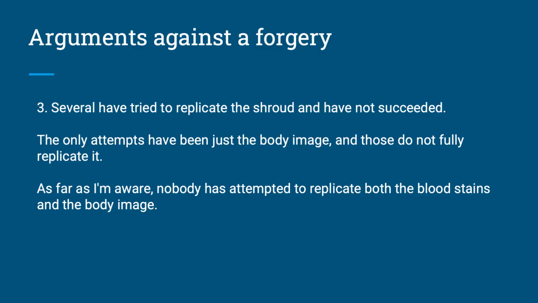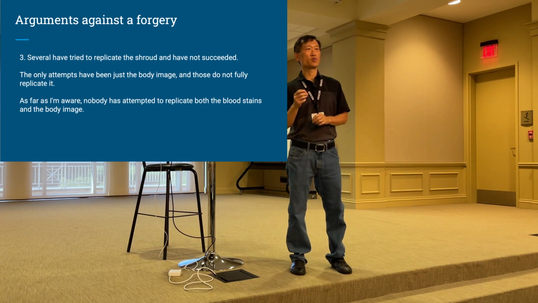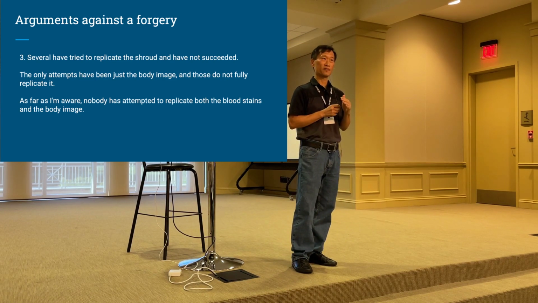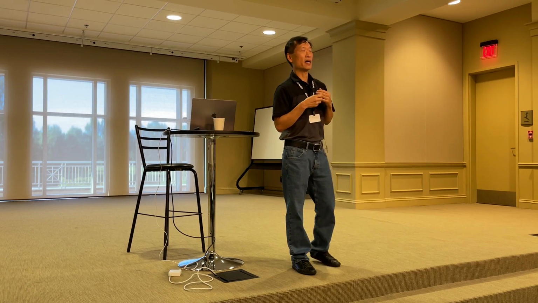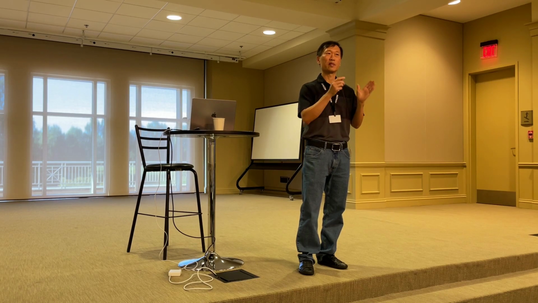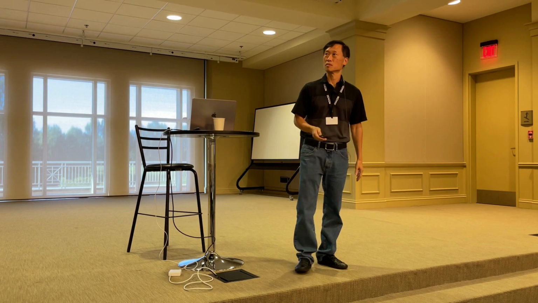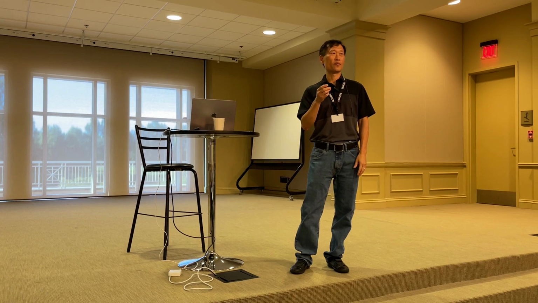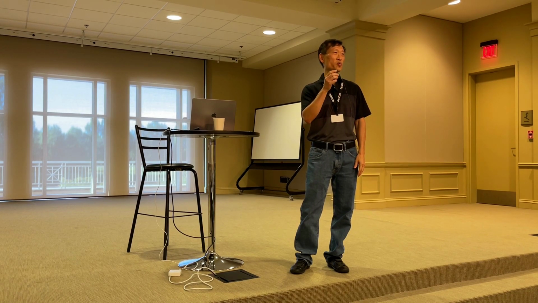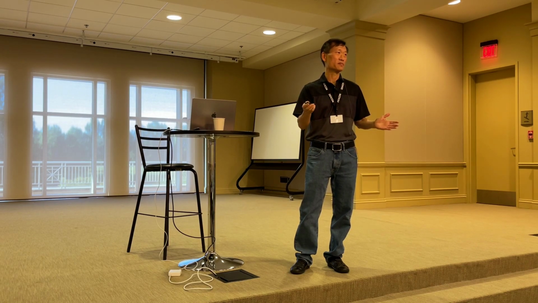Number 3, several have tried to replicate the shroud image, and have not succeeded. They've only attempted to replicate the body image itself, and they have not been able to fully replicate it. To my knowledge, I haven't seen anyone try to replicate both the blood stains and the body image. So no one's even tried to do that. That would be very strange if someone from 1350 was able to create this and we are not able to replicate it at all.